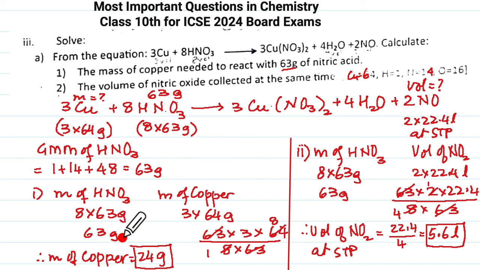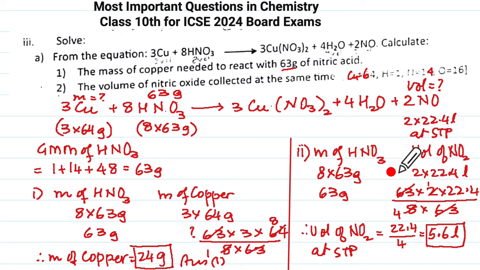So if it is 63 gram here, HNO3, then how much would be our mass of copper? So we take the numbers across, we multiply like so, divide by the third like so. 63, 63 gets cancelled, 8 ones, 8, 8. So 3 into 8 is 24 grams. So mass of copper is 24 gram, and that is our answer 1. For the second part, we keep the same quantity as our first column, that is mass of HNO3, but the second quantity will be here, this one will come here.